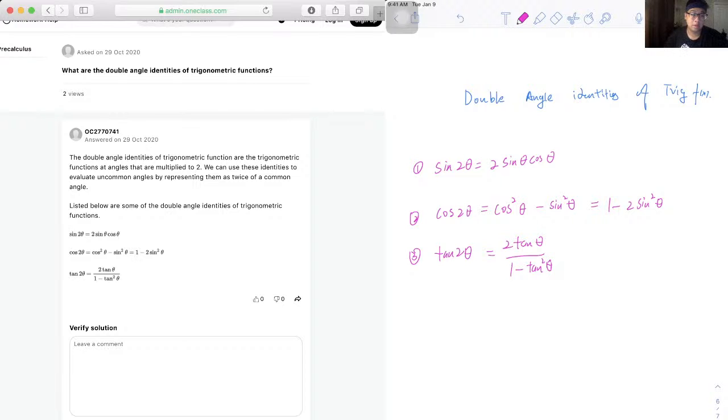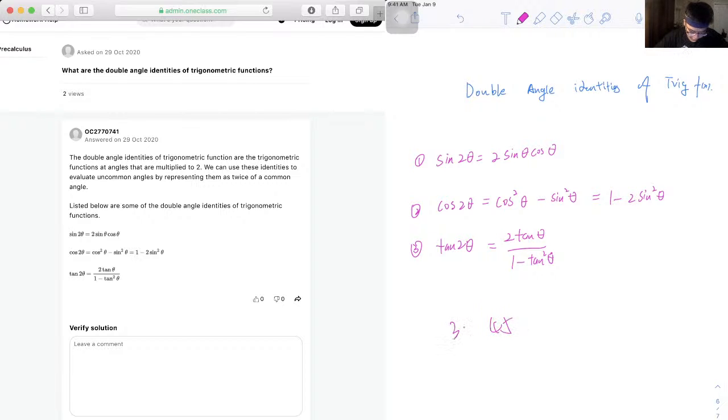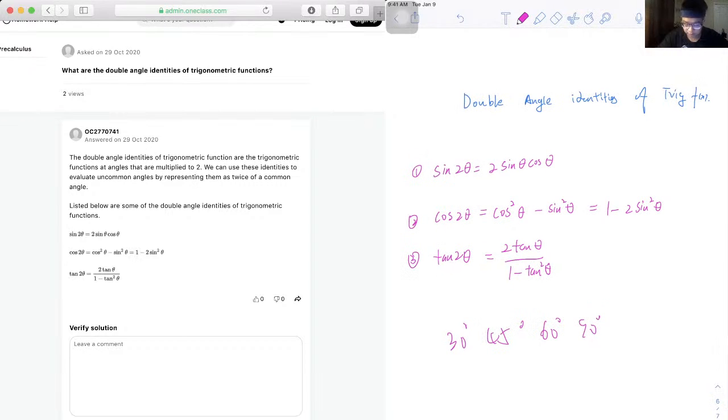Yep. So we can always use these identities to evaluate uncommon angles by representing them as twice a common angle, right? So common angles like 45, 30, 60, 90, so angles like this that we already know. Yep, so those are the double angle identities in trig. So let's leave a comment. So good.